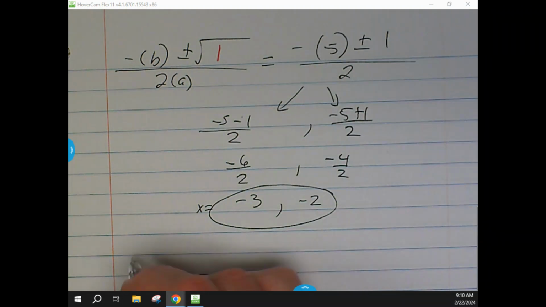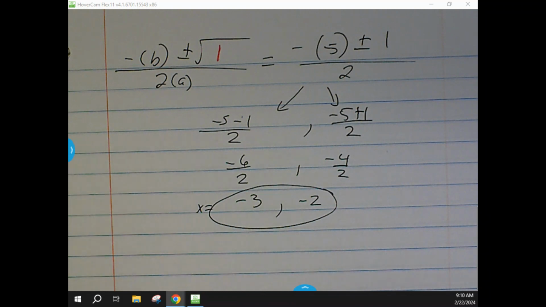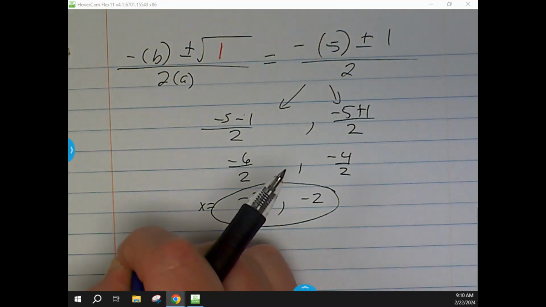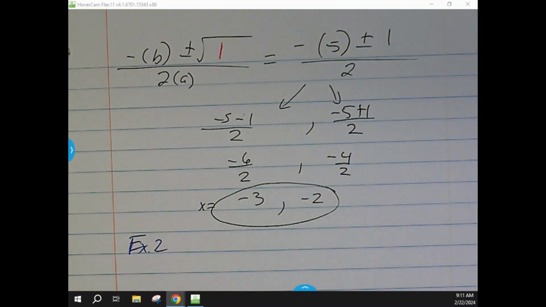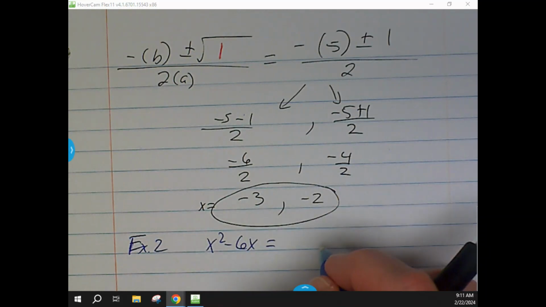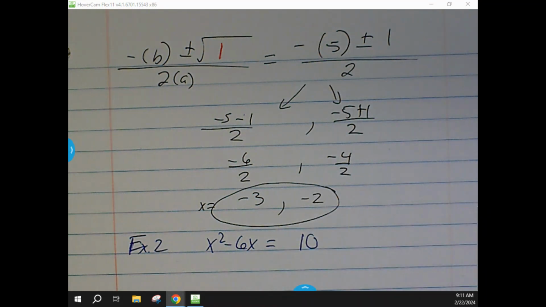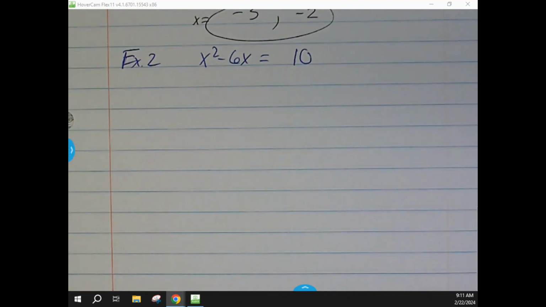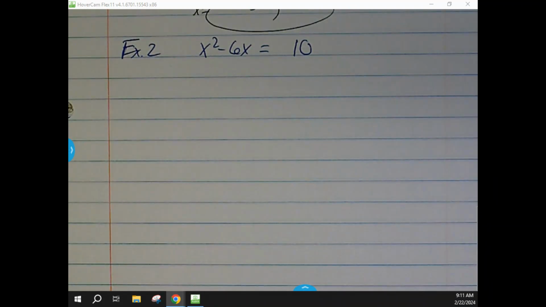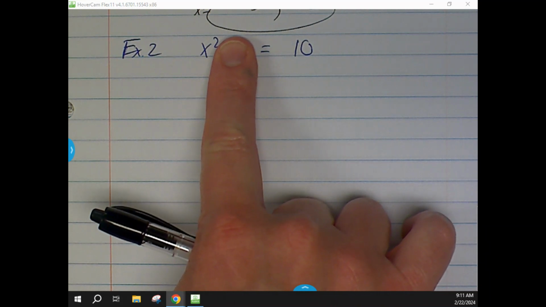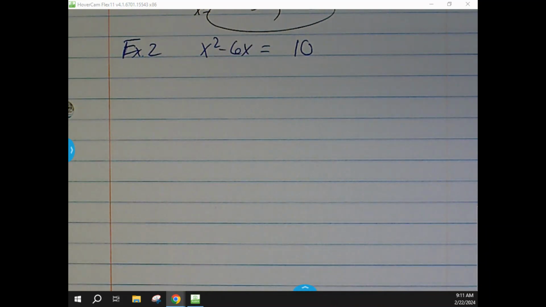All right, so for example 2, let's give you a problem that would not factor, because that's the first thing you normally want to look for. So for example 2, we've got x squared minus 6x equals 10. Just like when solving by factoring, unless this was just x squared equals 10, where we could take the square root of both sides, we've got all 3 terms.